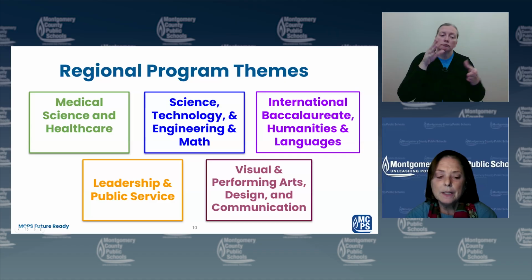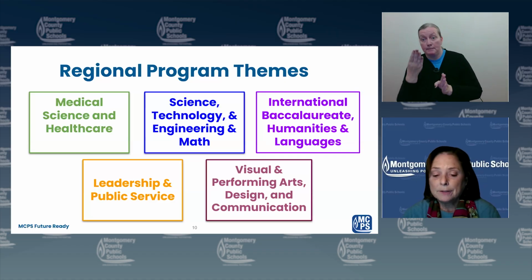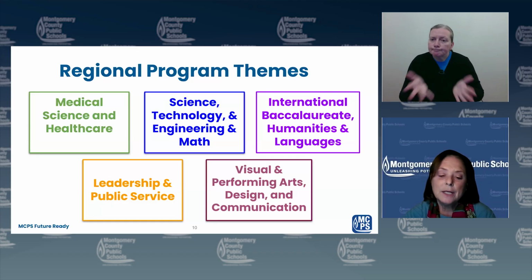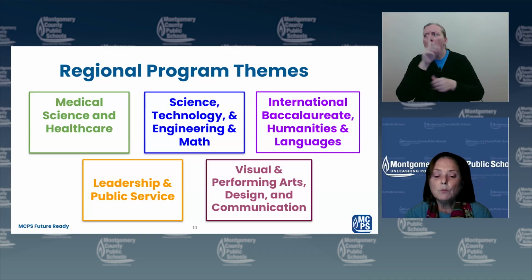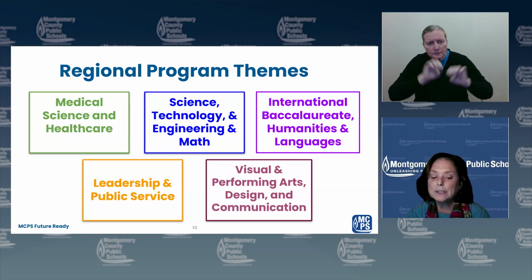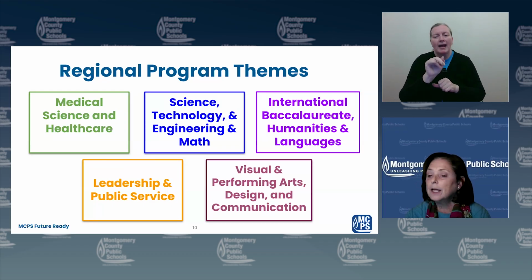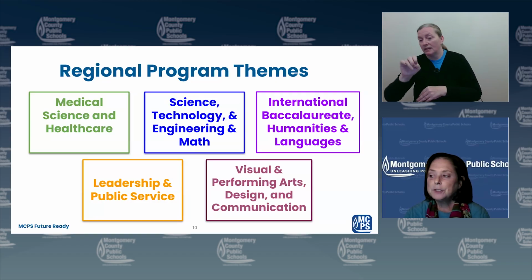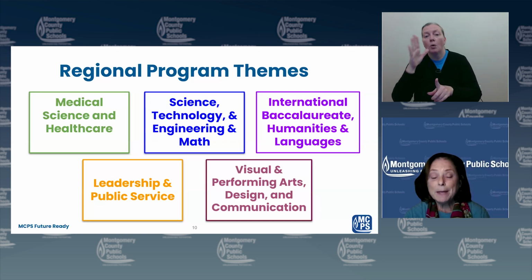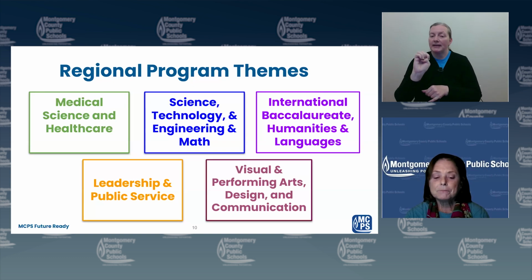The second theme is science, technology, engineering, and math. This pathway and/or themes will ignite curiosity while students solve real-world problems through innovation and experimentation. This theme will include well-known and high-demand science, math, computer science criteria-based programs that are currently offered only at Montgomery Blair High School as well as Poolesville High School. The next program theme that will be established is in purple. It will be the International Baccalaureate Humanities and Language theme.